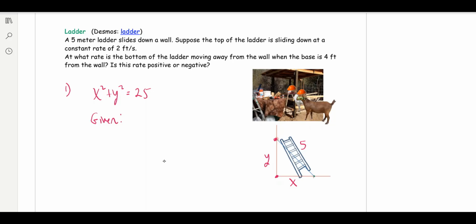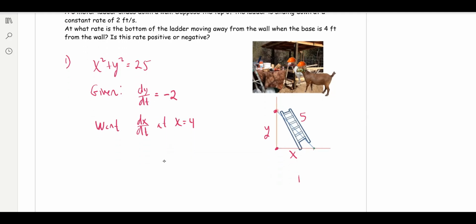All right, we're given that the top of the ladder is sliding down at 2 feet per second. So that's dy/dt. And since it's going down, I'm going to write -2. y is getting smaller, not larger. And what we want to know is the rate at which the bottom of the ladder is moving away from the wall when the base is 4 feet from the wall. So that's dx/dt at x equals 4. Now note, when x is 4, y happens to be 3, because this will be a 3, 4, 5 triangle. Let me write that over here. When x equals 4, y is 3, and we're going to need that later on.